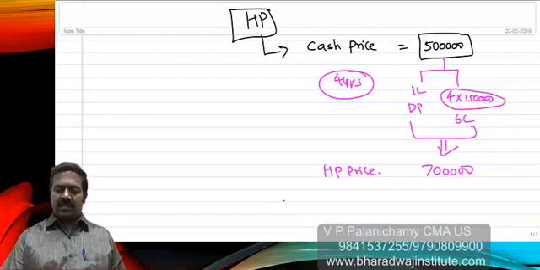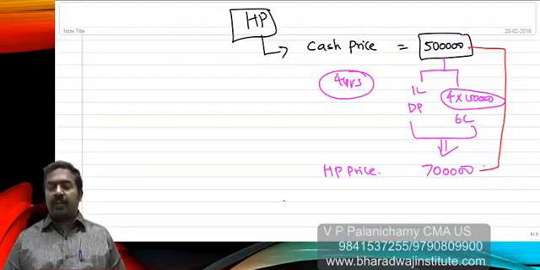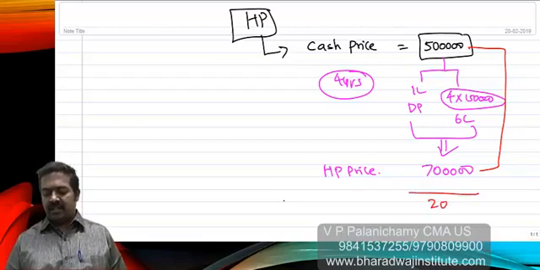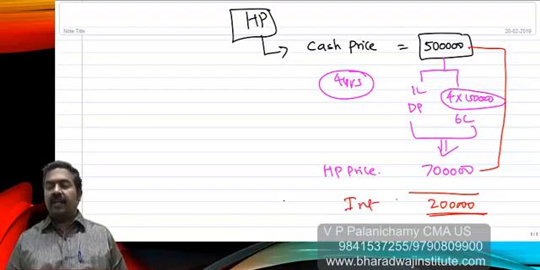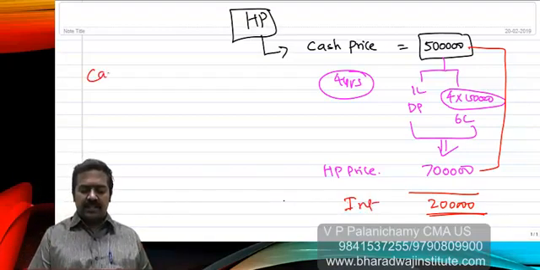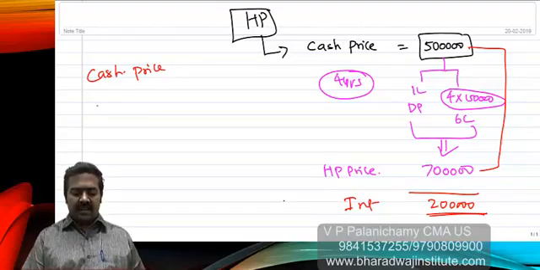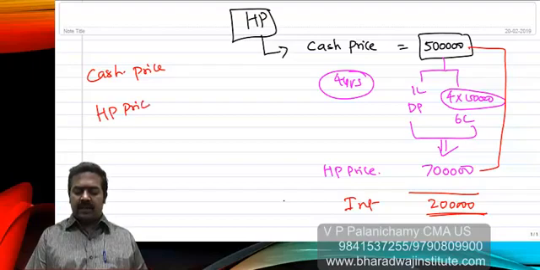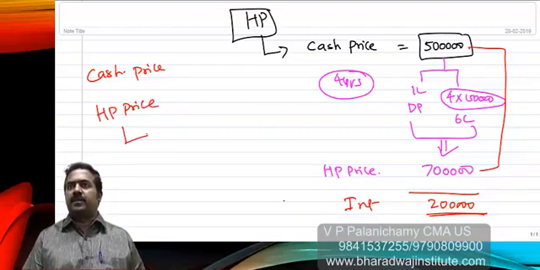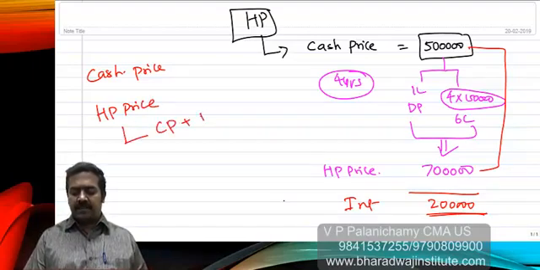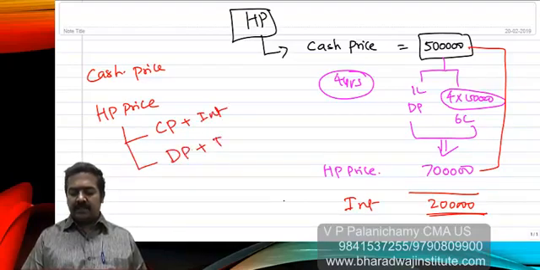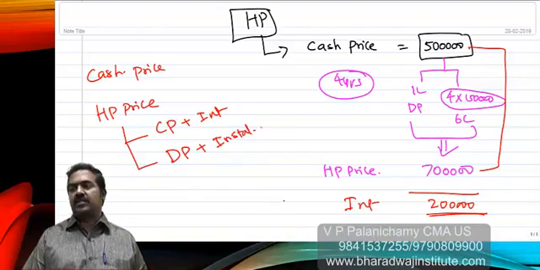Including what? Interest. What is the difference between this 5 lakhs and 7 lakhs? Why are you paying more? Interest. Since you are not paying on day one, this extra amount we call it as what? Interest. So cash price is nothing but price payable at the time of normal purchase and sale. For hire purchase price, there are 2 methods of understanding it: cash price plus interest, or down payment plus total of installments including interest.